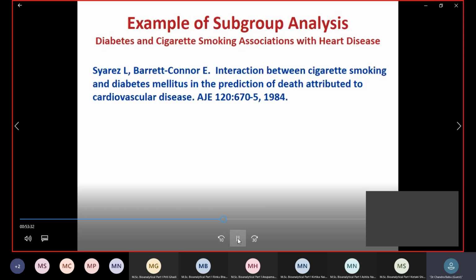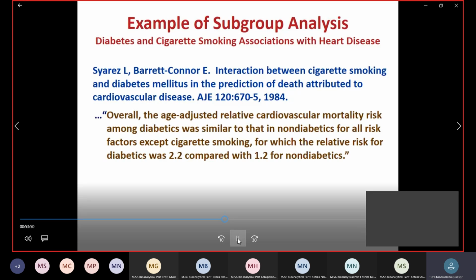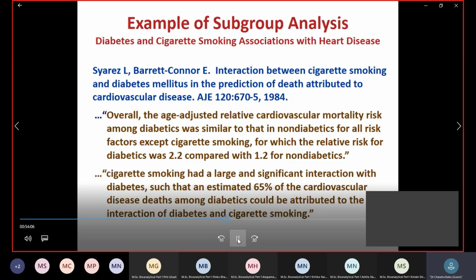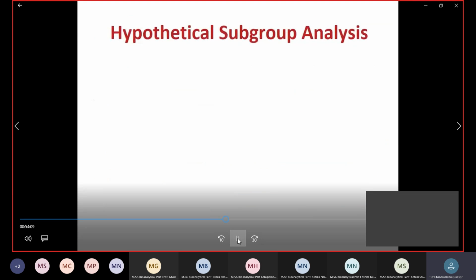One of my heroines is Elizabeth Barrett-Connor. If you don't know Elizabeth Barrett-Connor, do a Medline search on her, and you'll be impressed. She's a cool woman. Way back in 1984, she wrote a paper about the interaction between cigarette smoking and diabetes. In that paper, she noted that cigarette smoking is a lot worse for you if you're diabetic. It's bad for you anyway, but if you have a patient who's a diabetic smoker, they're in deep trouble. That was the motivation for this subgroup analysis that I did in ACAS.